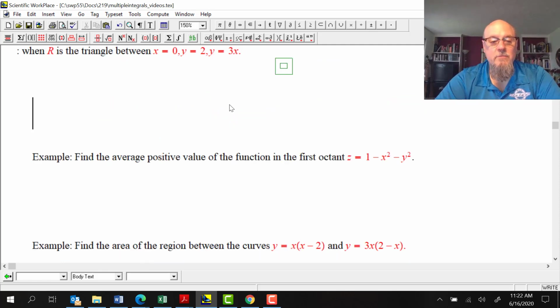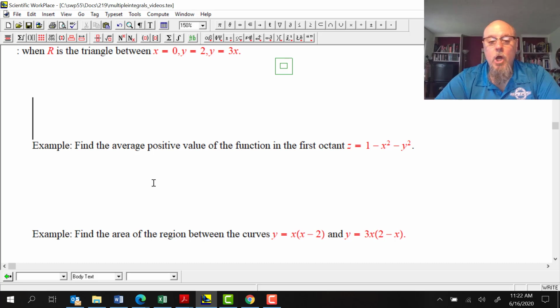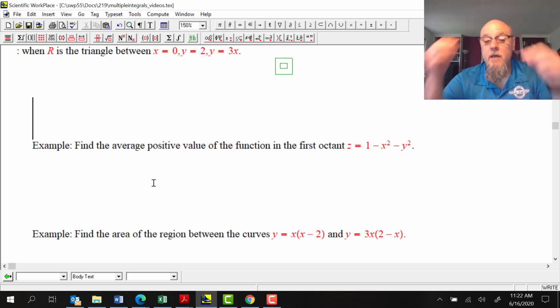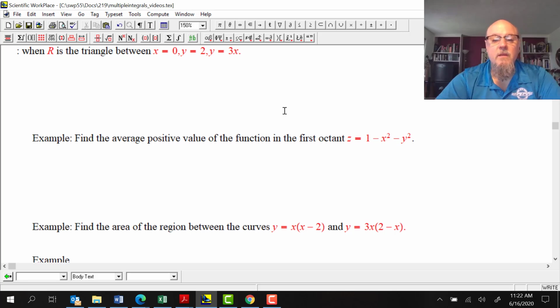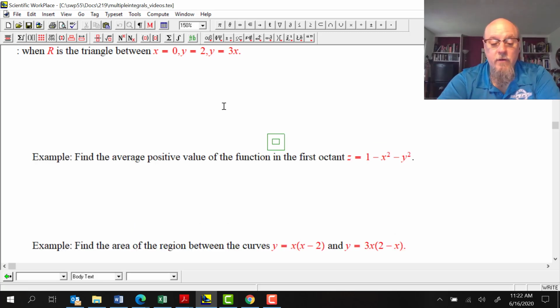All right, let's do another question. Oh, and this is like a weird question then. Find the average positive value of the function in the first octant. Oh, okay. So I'm going to have to go back to single variable calculus for a second and try and remember my average value function.